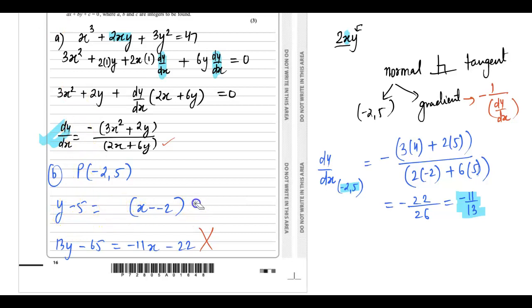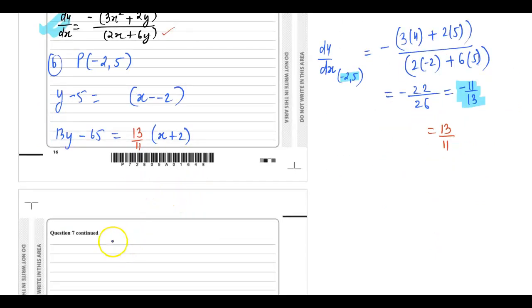So overall, our gradient is going to be changing. What will the gradient be? It would be 13 11ths for the normal. This is the gradient of the normal. Okay, so let's substitute 13 11ths and x plus 2. Now it gives us 13. Oh, sorry, let me fix it.